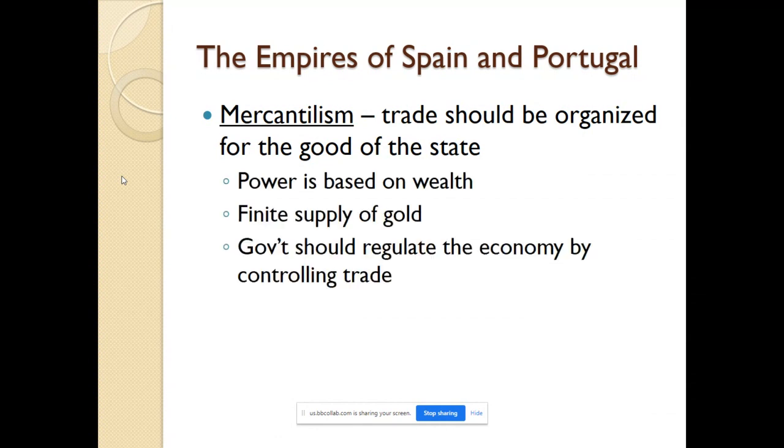And we've already, I think, run through the rules for mercantilism. Power is based on wealth. At this point in time, wealth is gold and silver, precious metals. Since it is based on wealth, there's only so much gold and silver in the world, so there is a finite supply. Power is based on wealth. Wealth is limited. In order to get as powerful as possible, you need as much wealth as possible, and in order to do that, the government should regulate the economy. Trade should be organized for the good of the state. There is a finite supply of gold. There is limited wealth. The government should regulate the economy by controlling trade. And we've talked about all that before, right? Yes, maybe. Okay.